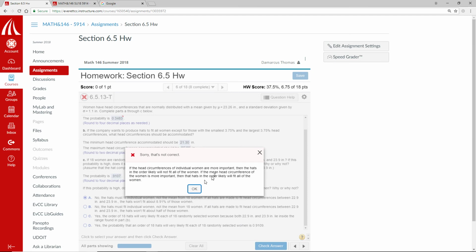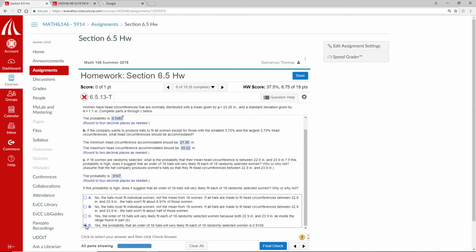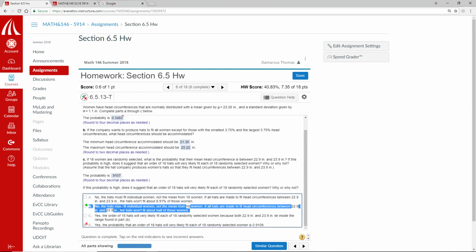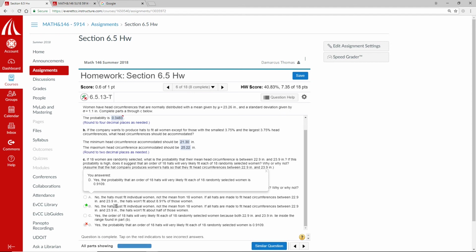Oh wait. Why am I getting it? I think I just psyched myself out. I didn't even read this one. I just clicked on these really fast. This is kind of a tricky question. It says the probability that an order of 18 hats will very likely fit each of 18 selected women is 0.91.